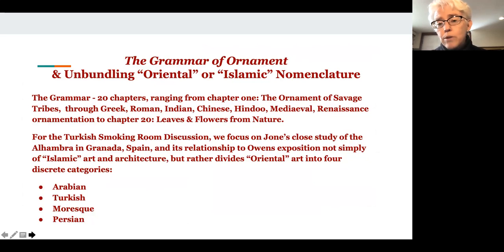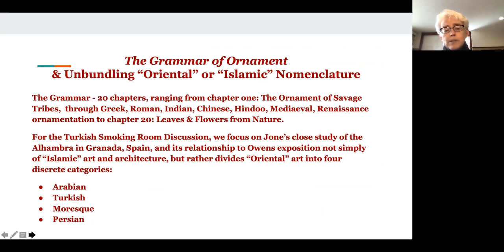Now, in the Grammar of Ornament, Owen Jones, I think, does a very fine job of helping us unbundle those macro terms, if we like, of Oriental or Islamic nomenclature. We talk about the Turkish smoking room. What does the Turkish adjective refer to? Is it Turkish style? Is it the tobacco? We'll dig into that a little bit.